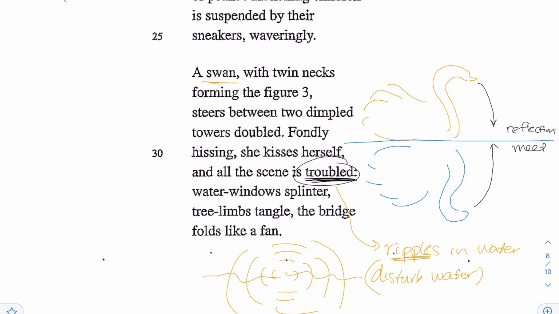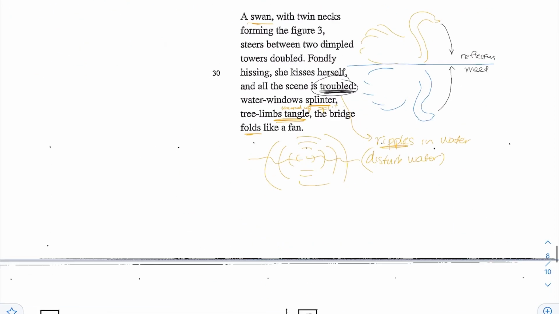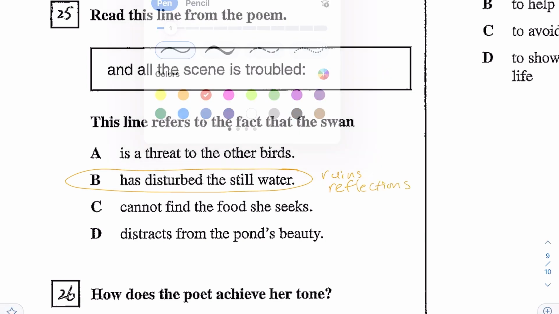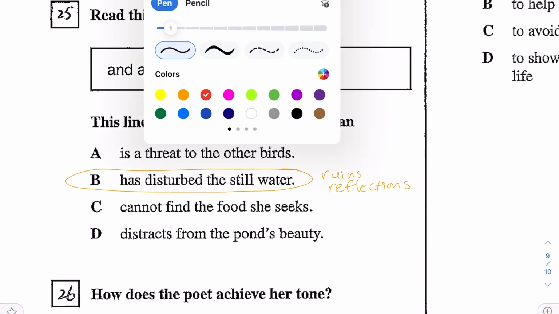So the water windows splinter, which means they split. The bridge folds. The limbs tangle. They get messed up because that reflection got rippled, and you can't really see the reflection perfectly anymore. So here, the scene is troubled refers to the fact that the swan has disturbed the still water, and it ruins the reflections. So that's the imagery that the author is trying to use here.